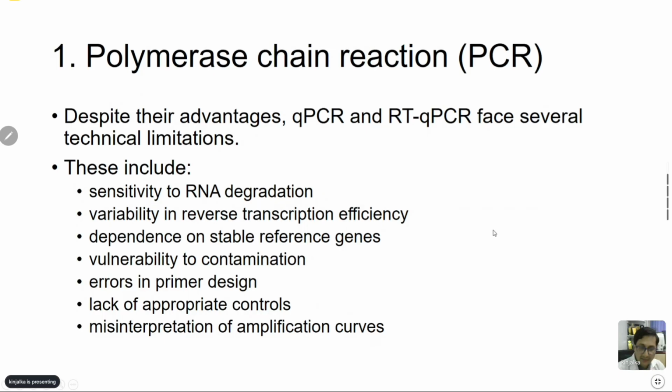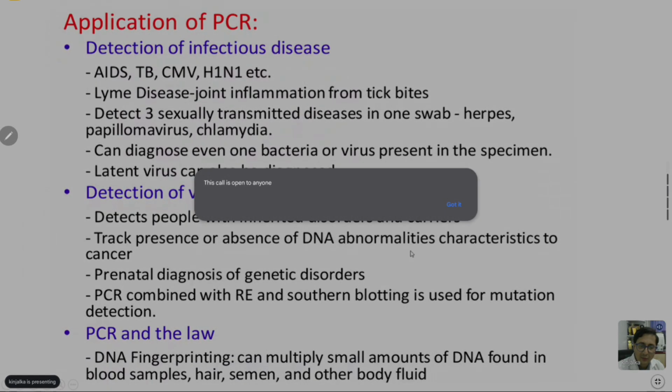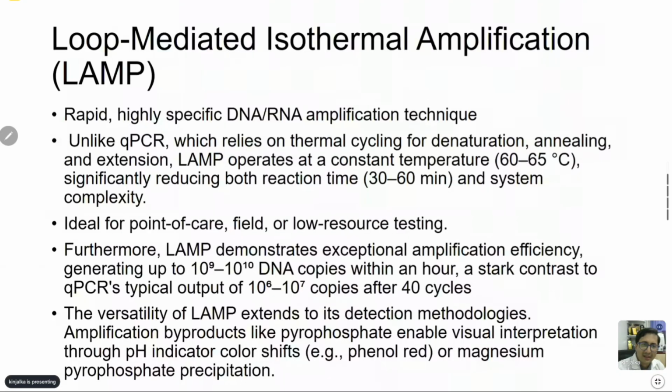Right. So applications are multiple. Any infectious disease, you can detect it. Detection of variations and mutations in genes, inherited disorders, tracking presence or absence of DNA anomalies, prenatal diagnosis, all these things are useful. DNA fingerprinting and forensic cases, those are all there.